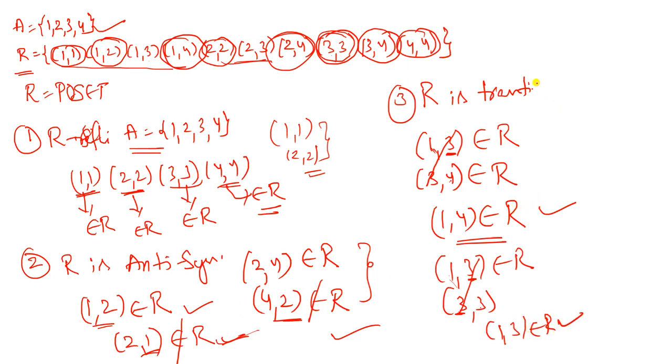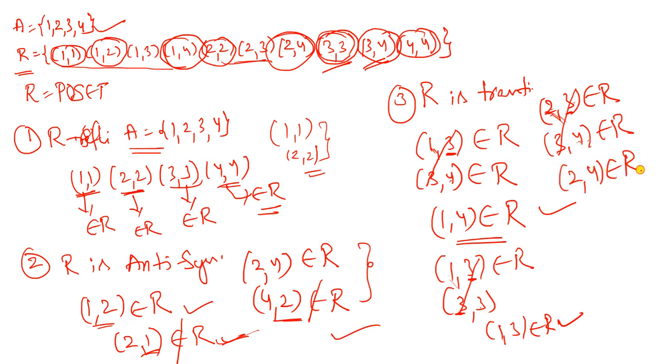Take another one, 2 comma 3. 2 comma 3 belongs to R, and here the second element is 3. Check whether any other element starts with 3. Yes, 3 comma 3 is there, and 3 comma 4. Take 3 comma 4, which belongs to R, right? Just cross this one, because this is xy, yz, so xz should be in R. That means 2 comma 4 should belong to R. Check whether 2 comma 4 is existing in the relation or not. Yes, 2 comma 4 is existing in the relation. That means R is transitive.